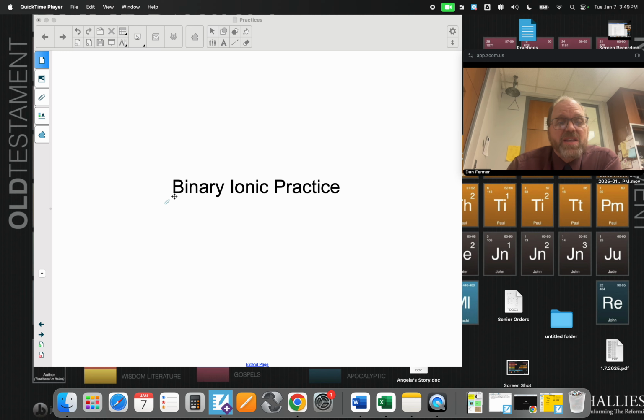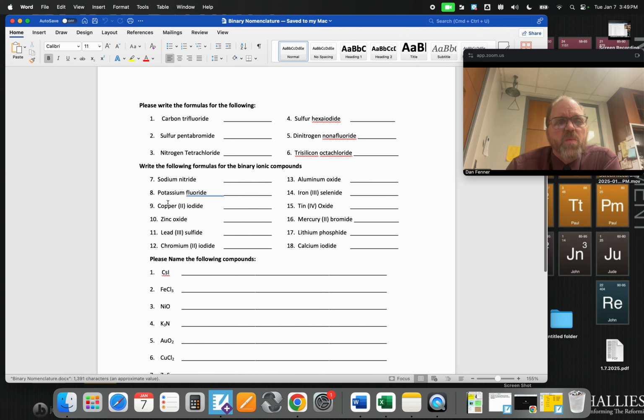Okay, so I've got a practice sheet for you to do here. So there it is. So there's the first set. I want to make sure we review over covalent. So I've got a few there. And then I have the names.